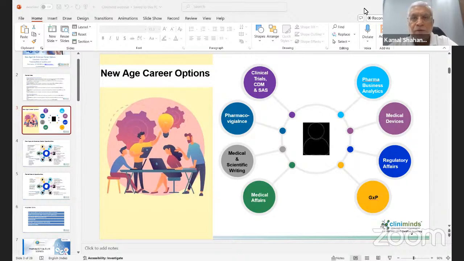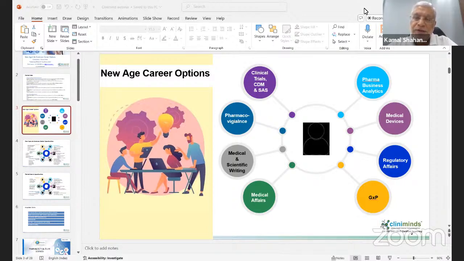And today, if you see every pharmaceutical company, in India we employ over 75,000 plus regulatory affairs professionals alone. In the huge big pharmaceutical companies, the regulatory affairs department is fairly big in terms of both numbers and importance.